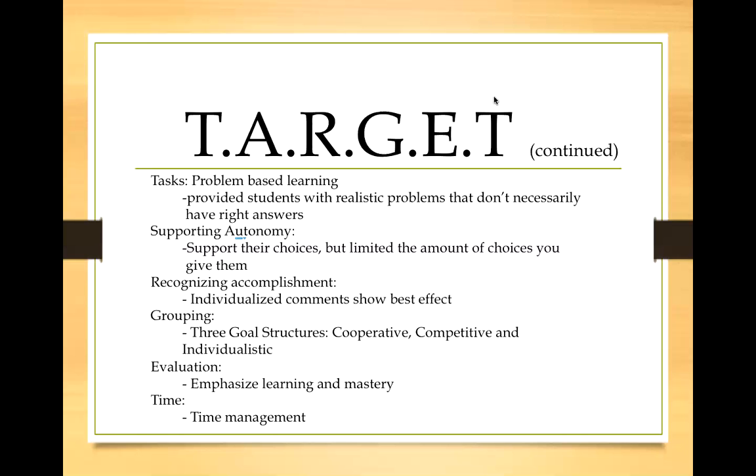Second is competitive, when students believe that they reach their goal if other students don't reach their goal. The example the book provides is things like golf tournaments or singles tennis matches where they're working more on their own.